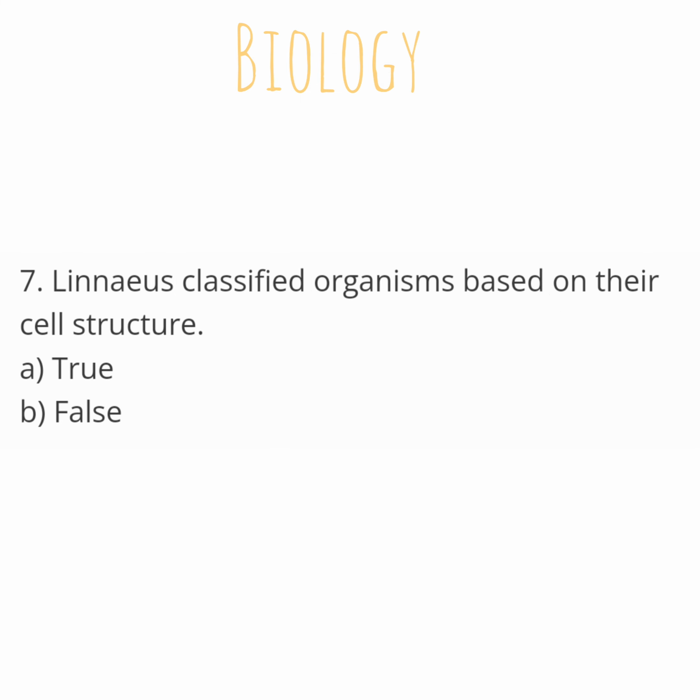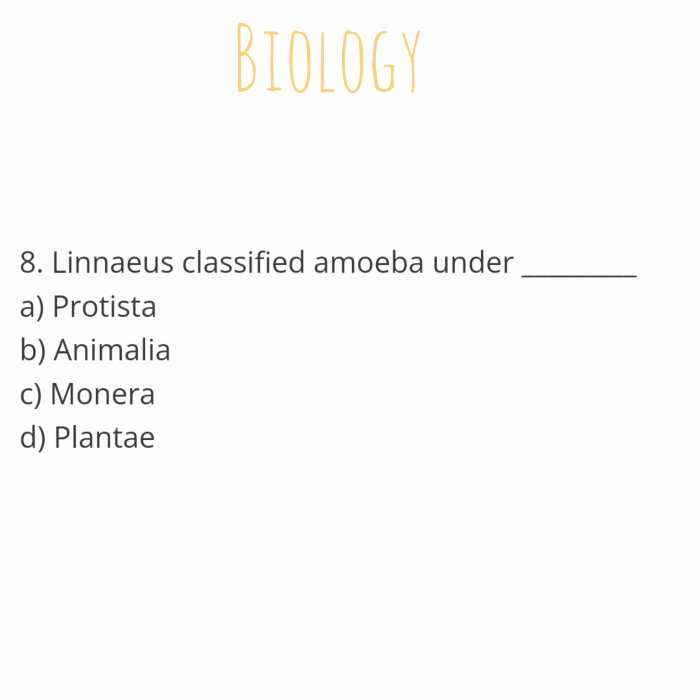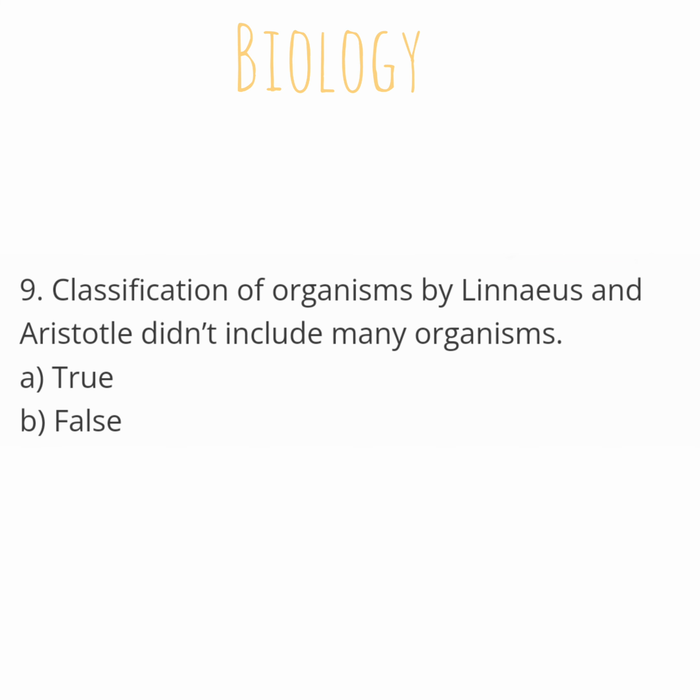Linnaeus classified organisms based on their cell structure. A true, B false, and the answer is false. Linnaeus classified amoeba under Protista, Animalia, Monera, or Plantae, and the answer is Animalia. Classification of organisms by Linnaeus and Aristotle did not include any organism. A true, B false, and the answer is true.